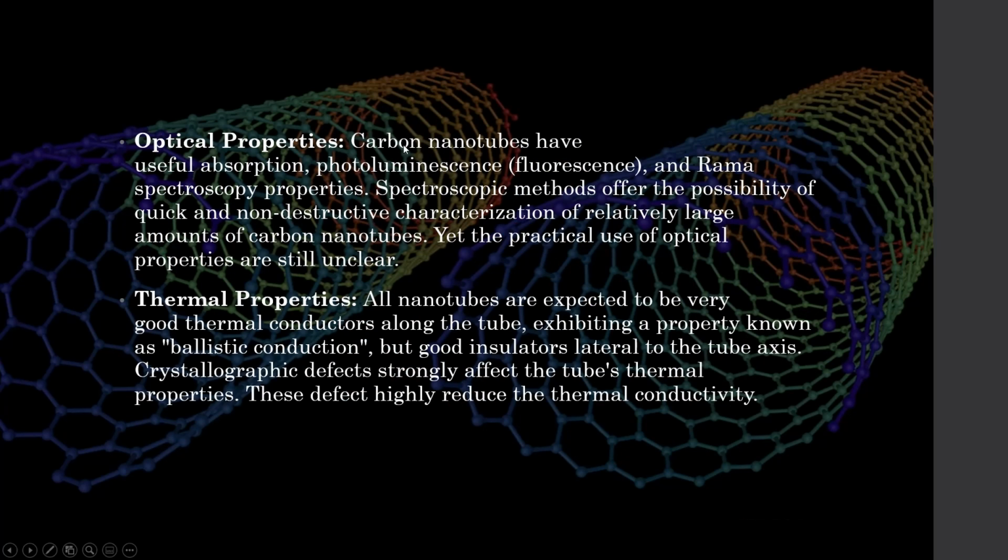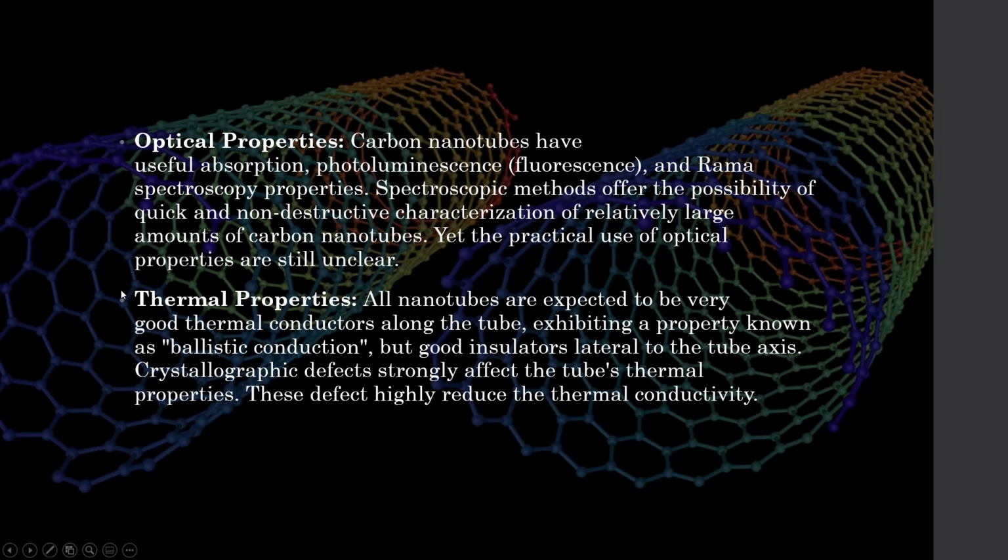As optical properties, carbon nanotubes have useful absorption, photoluminescence, also fluorescence, and Raman spectroscopy properties. Spectroscopic methods offer the possibility of quick and non-destructive characterization of relatively large amounts of carbon nanotubes, yet the practical use of optical properties is still unclear.